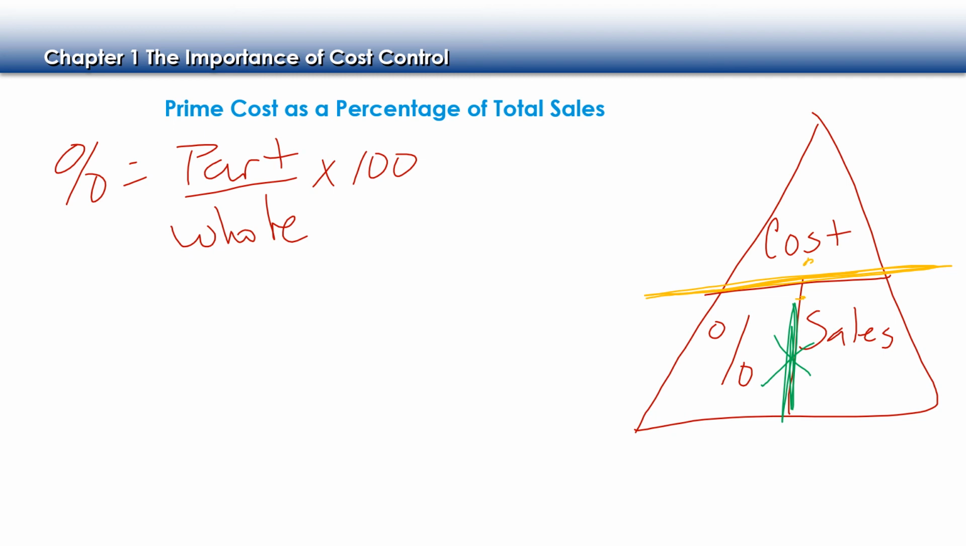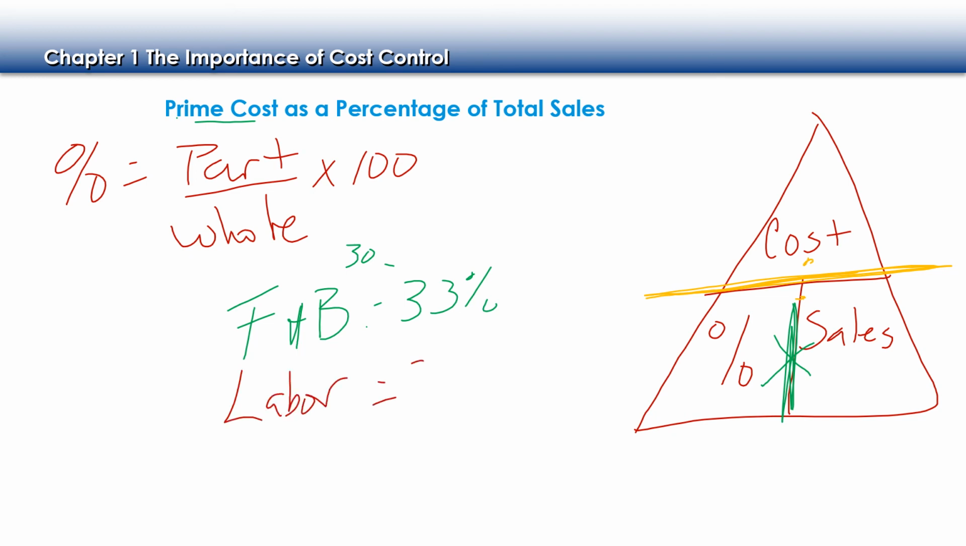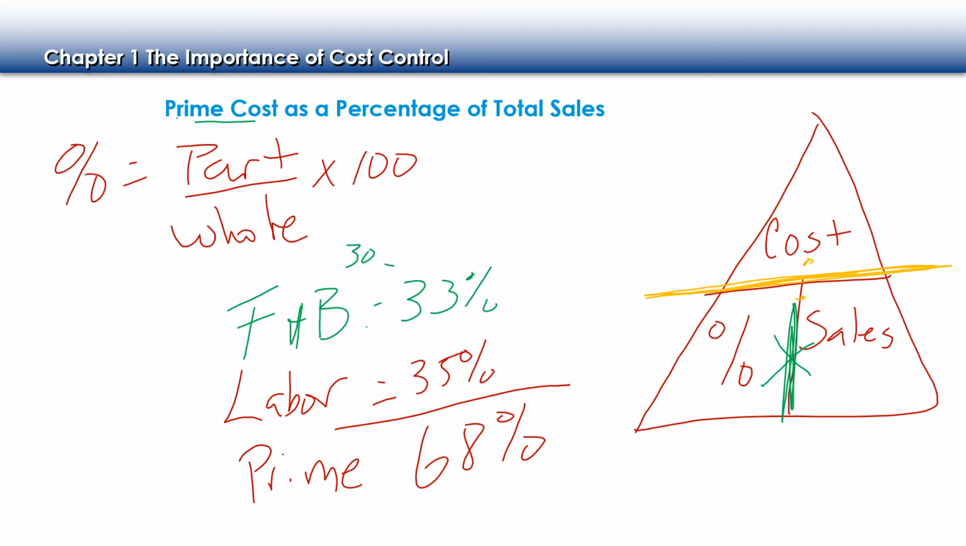The thing that I want to talk about is our prime cost as a percentage. Typically we do not want our food and beverage to exceed 33%. So we're looking at a 30 to 33% food cost. Our labor is also one of the larger ones, and so we're looking at no more than 35%. Okay, so what that means is that our prime cost should not exceed 68% of our sales. We'll go into more detail about what that means in a future video.